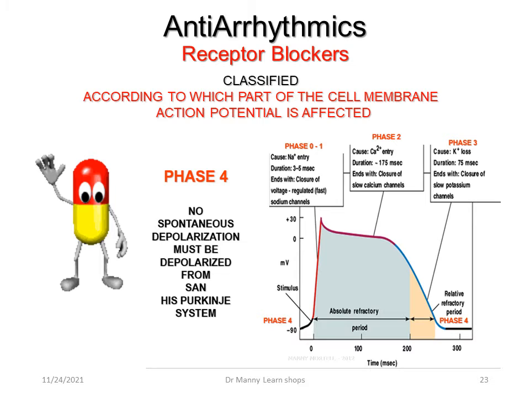Now let's review antiarrhythmics as receptor blockers. But remember, we've only covered some of the beta blockers. There are many, many more. When it comes to antiarrhythmics, they're classified according to which part of the cell membrane is affected, or where the action potential is affected.